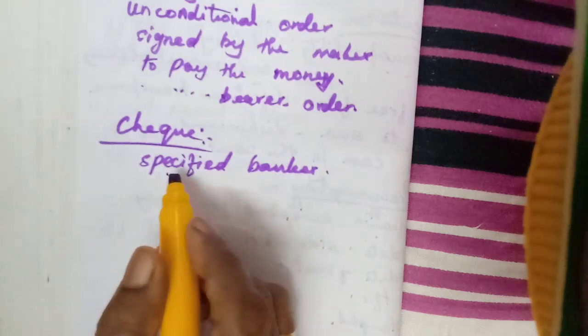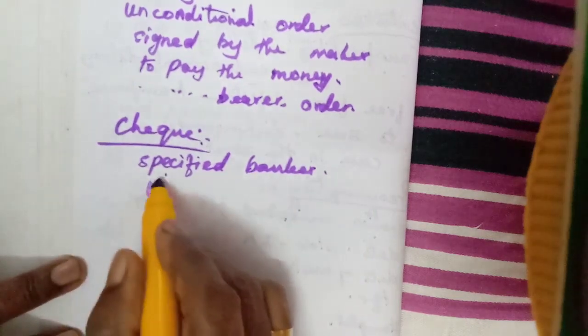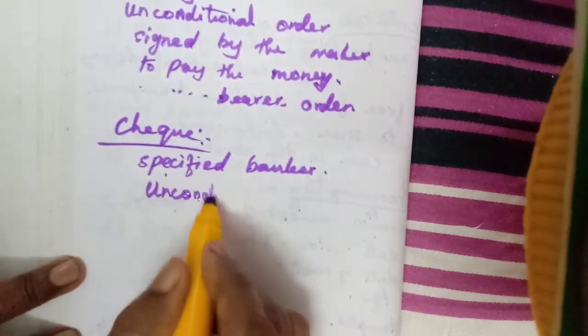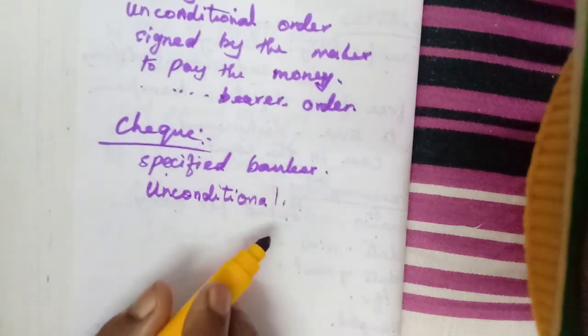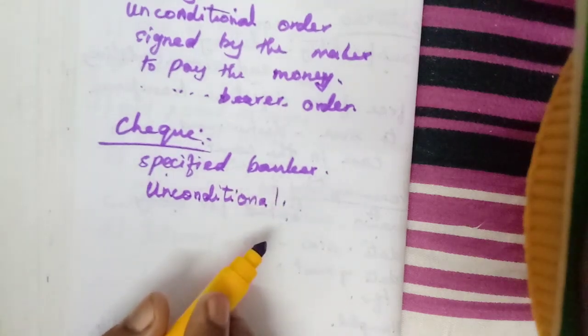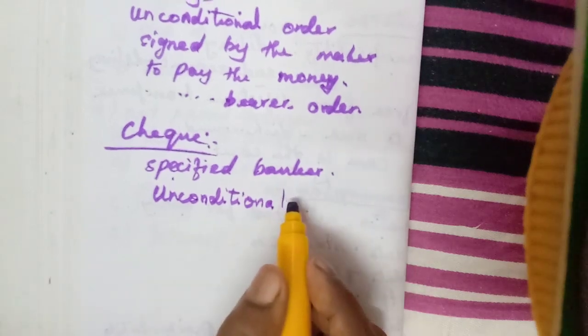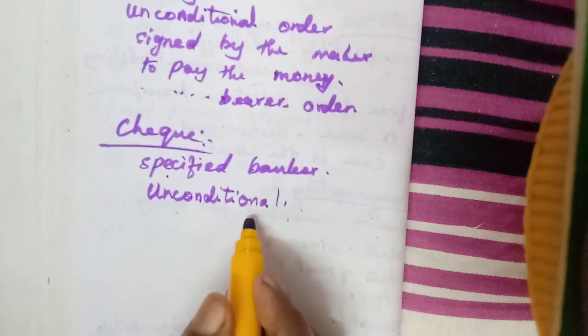Here also there is an unconditional order. No condition will be there. Pay this amount, an unconditional order. They have to pay that amount to the bearer of the instrument.